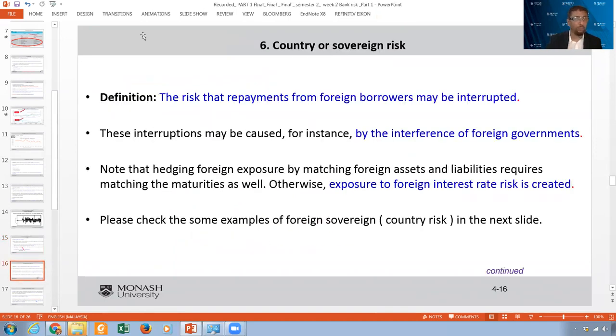Now let me move to the next one. This is country or sovereign risk. We have seen it in so many places in the world. It is when you invest in some other country, either you give an investment, or you give loans to big companies in that country, or you give loans to that country's government or any party inside that different country.